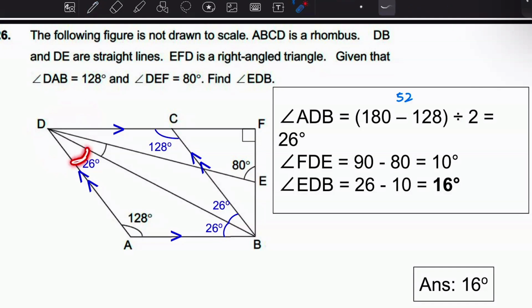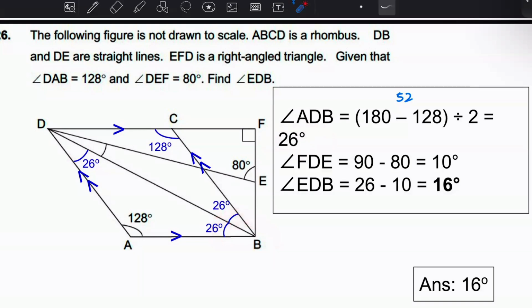However, to get this side here, which is exactly half of this rhombus, half of this angle here, you have to divide by 2. So 52 divided by 2, you get 26. So this is 26. This is also 26. This is also 26, right? Because it is exactly half of this whole angle.